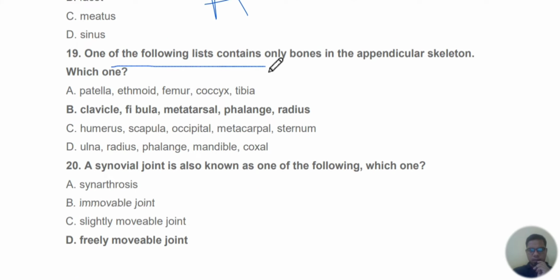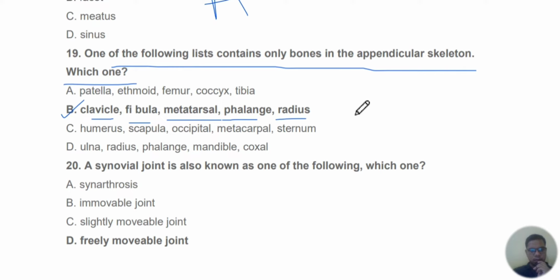The next is 19 question number. Which one of the following lists contains only bones in the appendicular skeleton? The answer is B: clavicle, fibula, metatarsal, phalanges, and radius. Okay.